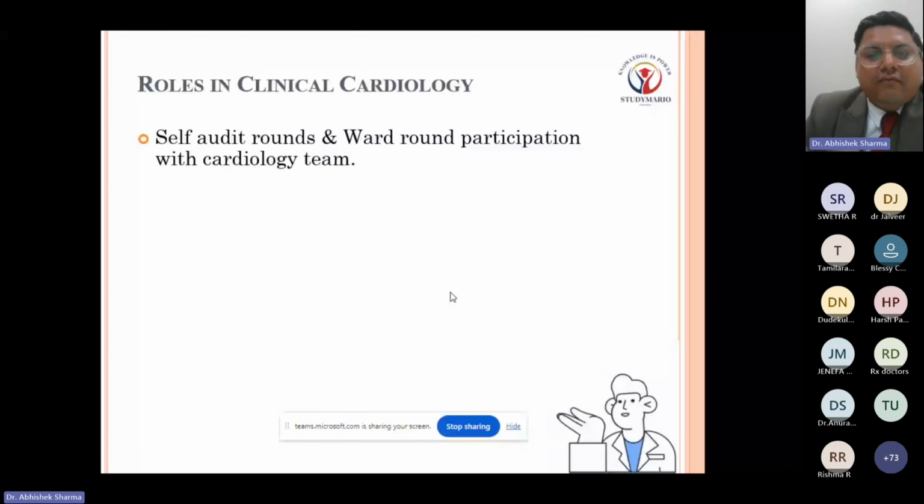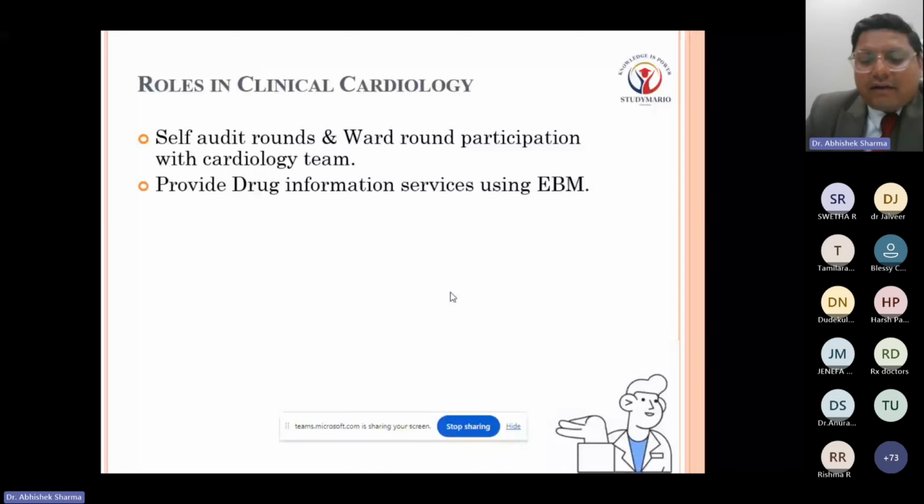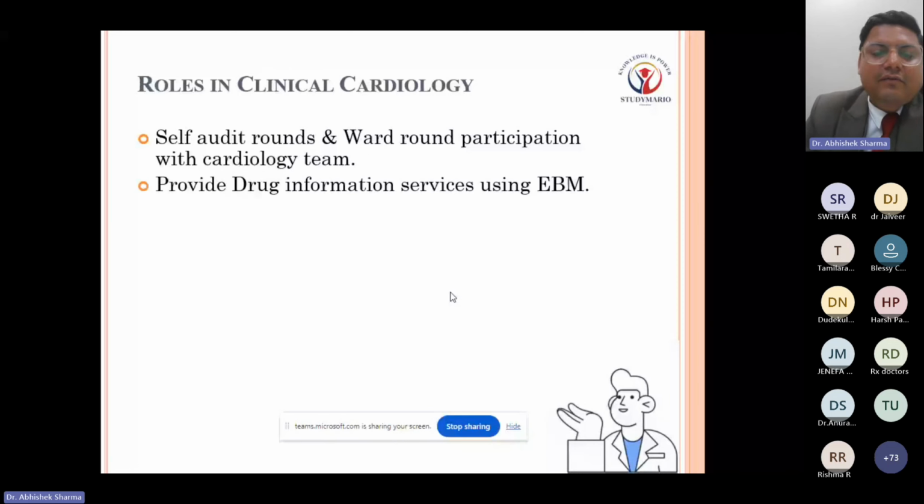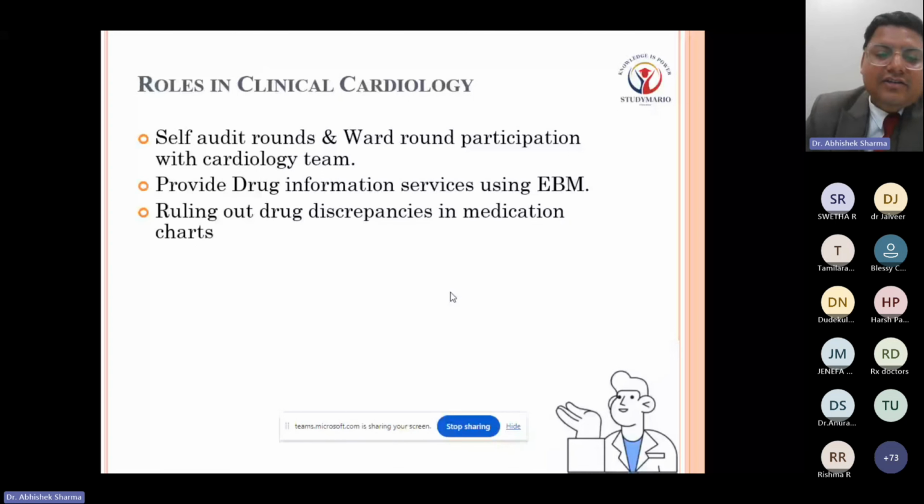Self-audit rounds, daily rounds, board round participation with the cardiology team alone. Then provide drug information service using evidence-based medicine. Every time you have to deal with every medication error or any overdose or underdose. Ruling out drug discrepancies in the medication chart.